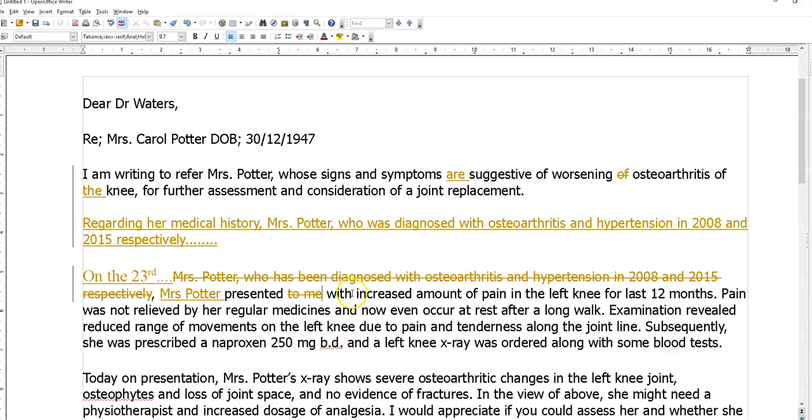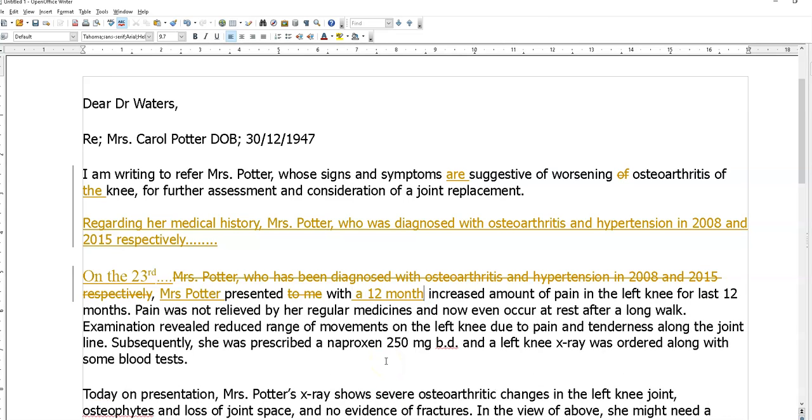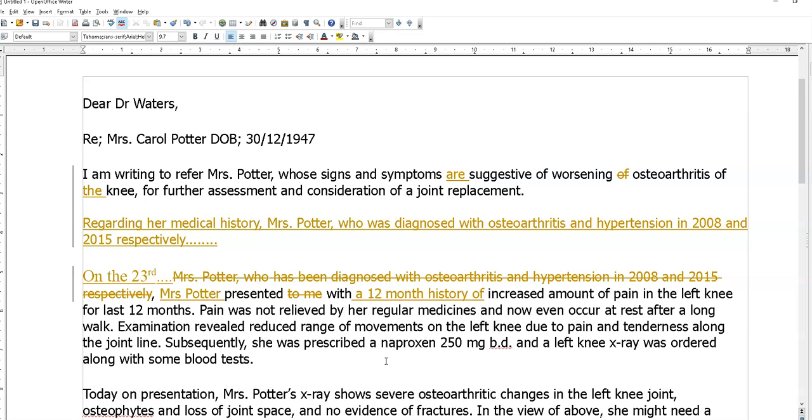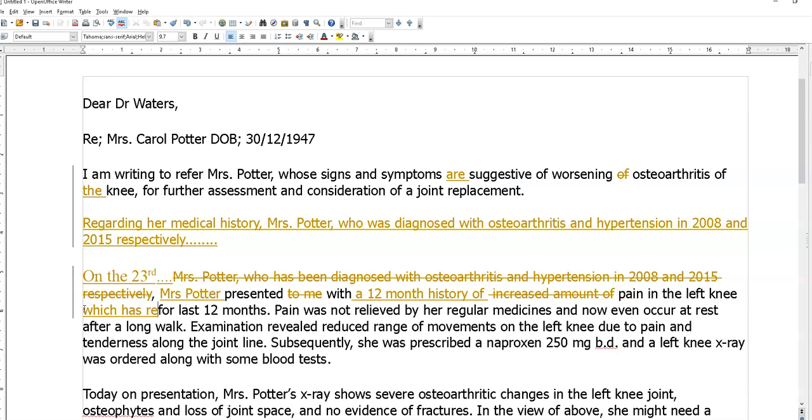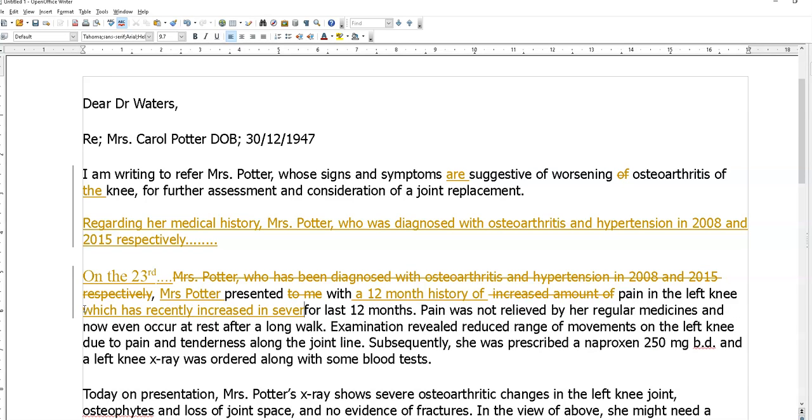Presented to me with a 12-month history of pain in the left knee, which has recently increased in severity. Now, that makes more sense, yeah? If we do it like that, that makes more sense. So, move that, put that there.